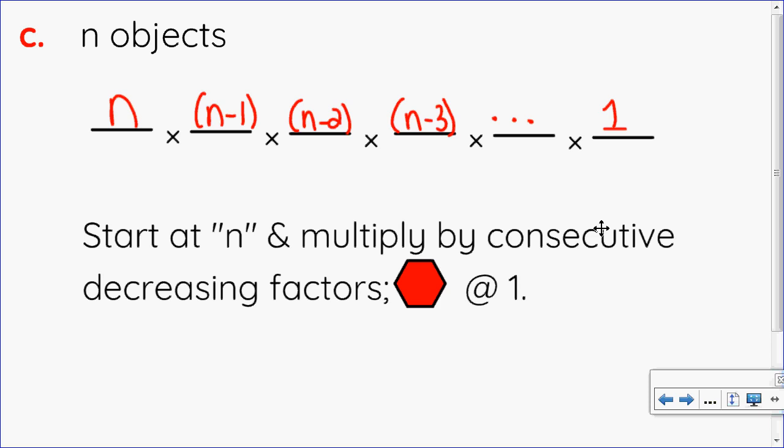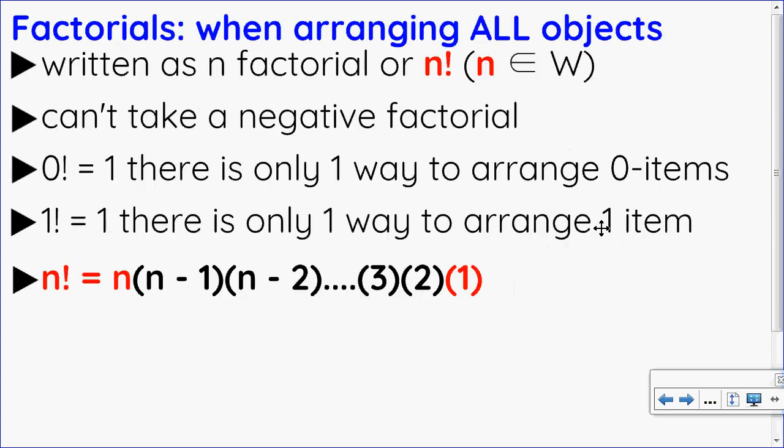Well, this idea of starting with a number, decreasing by 1 each time, ending when you get to 1 is called a factorial. Now, factorials are used when we're arranging all of the objects. So it's written as n exclamation point. N exclamation point in math means a factorial. So starting with the number and multiplying by decreasing factors, stopping when you reach 1.